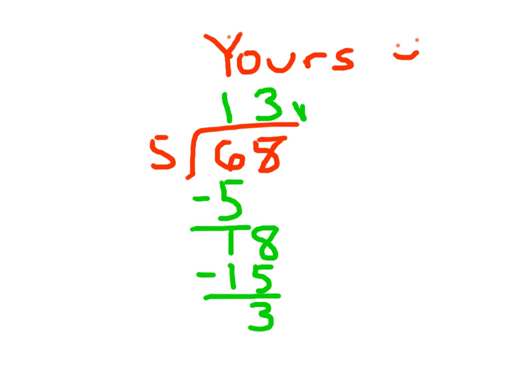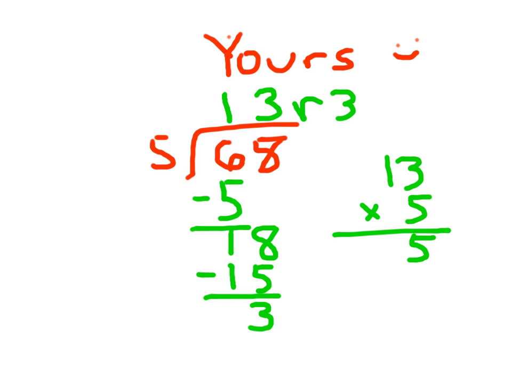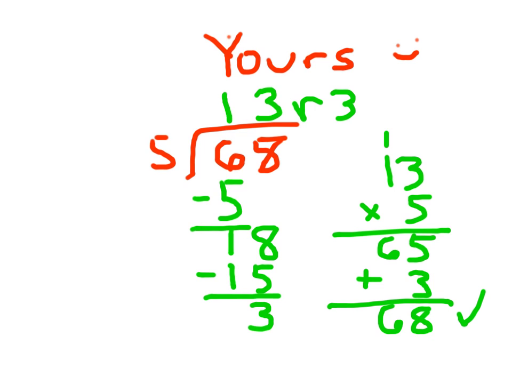3 is our remainder. Did you set up and solve your check? I hope so. Get into the habit of checking your work to make sure things are okay. Inverse operation of division is multiplication. That's why we're doing this here. And what do we do with the remainder again? We add it in. We get 68, and there's a check mark for you. Look at your own work. Make sure it looks like this here.